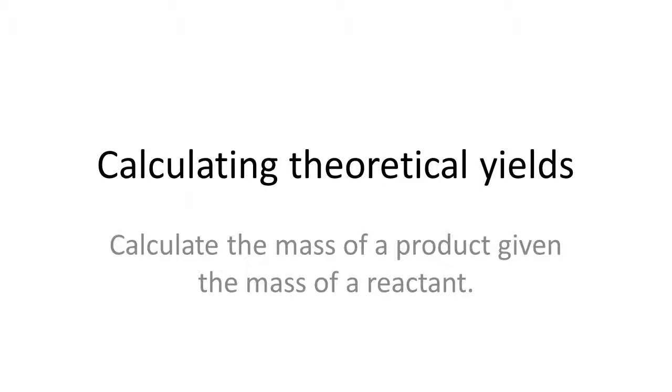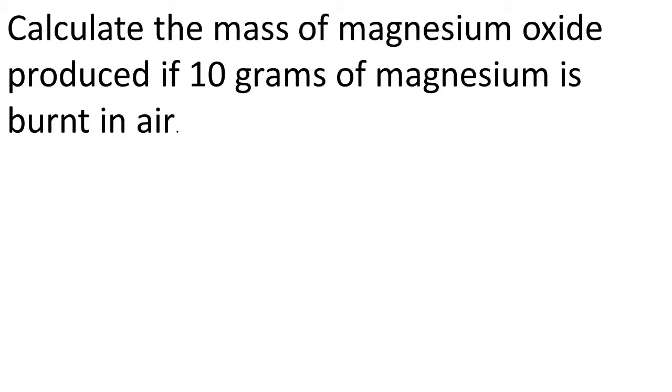If you haven't watched the two videos previously on atoms and relative formula mass, you'll have to, because that will help you out a lot. Okay, first one. Calculate the mass of magnesium oxide produced if 10 grams of magnesium is burnt in air.